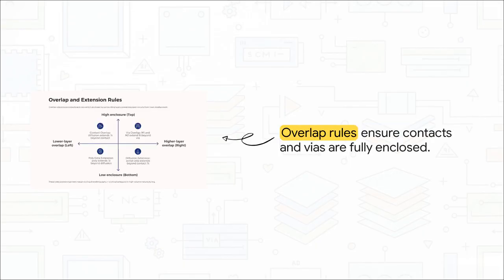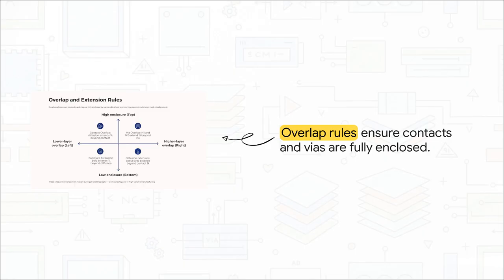Finally, we have the third category, overlap and extension rules. These provide a critical alignment margin during photolithography. They act as a massive safeguard in high-volume manufacturing to prevent open circuits if the masks don't align perfectly. Think of it like a color printer being slightly out of alignment.